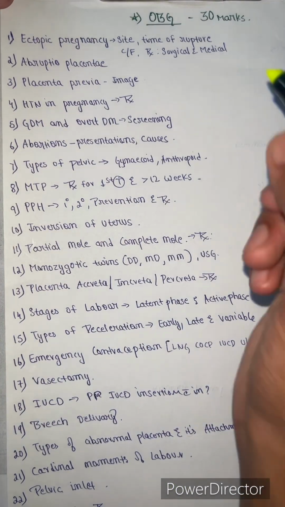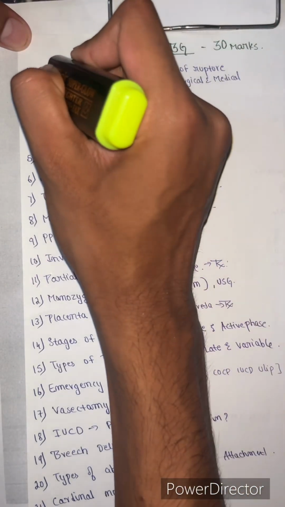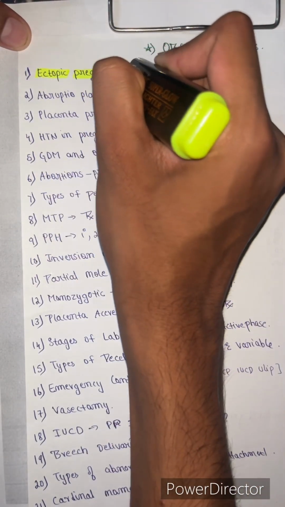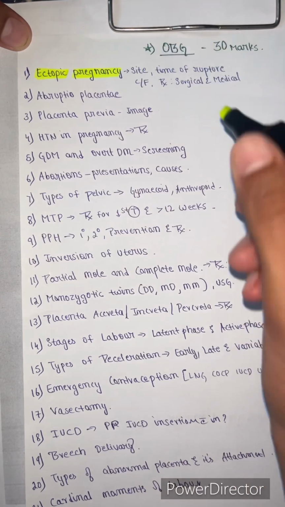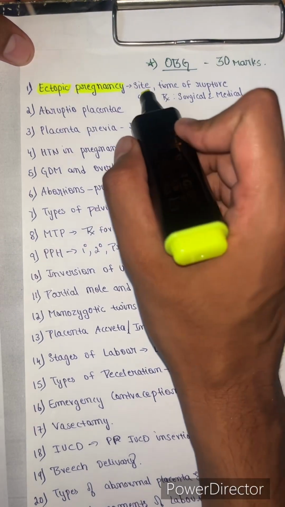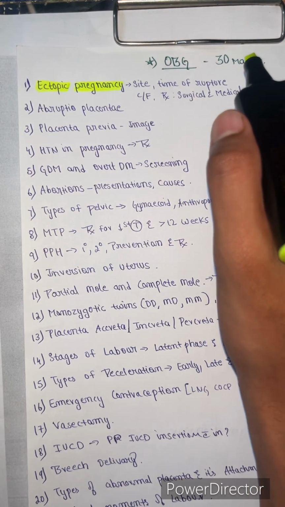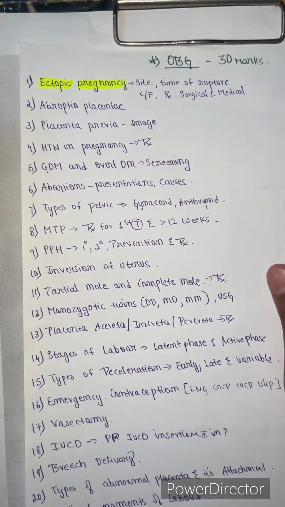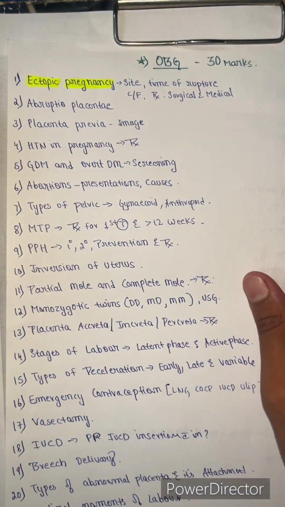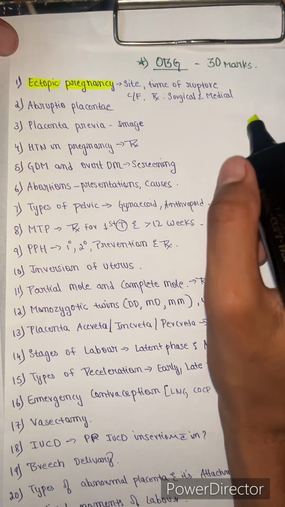So let's see the topics. We have ectopic pregnancy, which is extremely important. We should know the clinical features as well as the site where the ectopic pregnancy will occur and the time of rupture in that particular site. Along with that, by looking at the parameters, you should know whether to manage the patient surgically or medically.